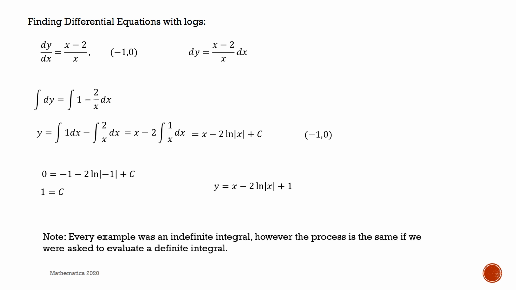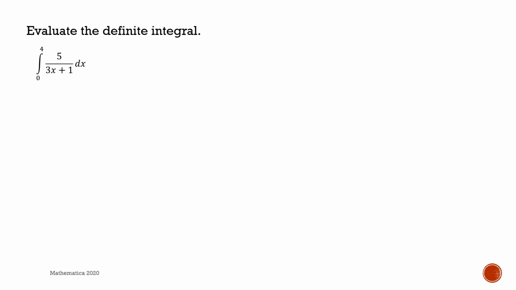Note, every example was an indefinite integral. However, the process is the same if we're asked to evaluate a definite integral. Everything that I've taught you is similar to the definite integral. However, don't forget that if you're evaluating in terms of u, and we've done this in other videos, we need to find a new upper and lower limit. And we're going to do one example of that here. So let's evaluate the definite integral of 5 over (3x plus 1) from 0 to 4.